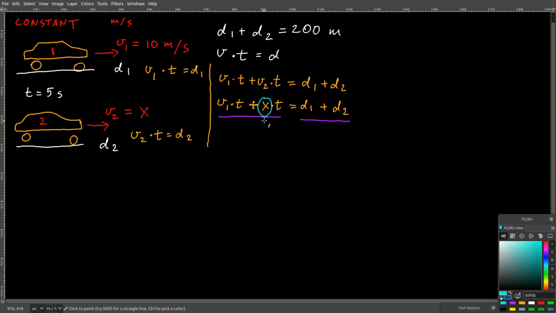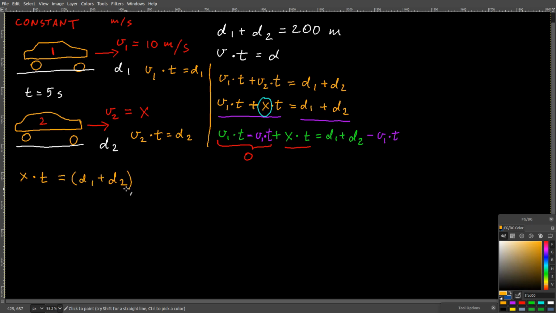So my goal is to express x in terms of everything else. Therefore, what I can do is the following. On the left side, I can subtract v1 times time from v1 times time, and their difference will give me 0. And I will only be left with one term here, which is x times t. But since both sides of the equal sign must be equal, I also have to subtract v1 times t from whatever I have on the right side. And thus, I have x times t equals d1 plus d2 minus v1 times t.